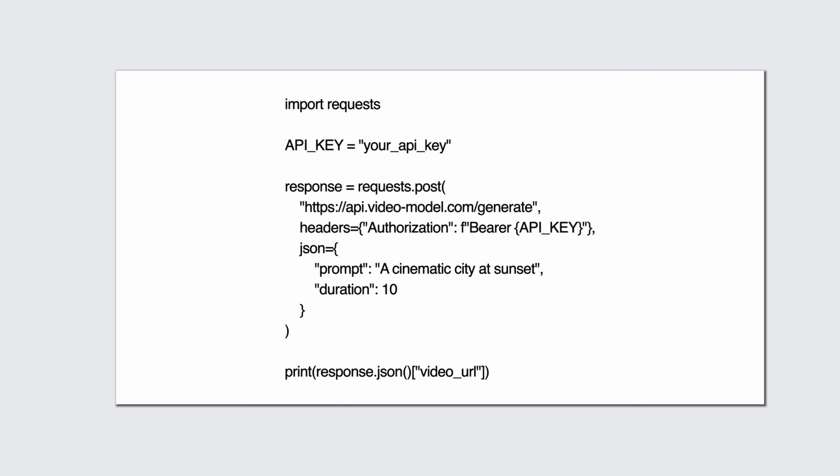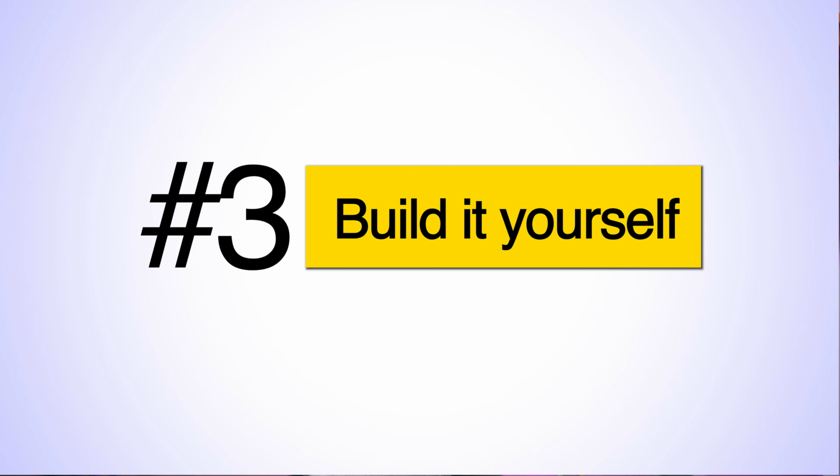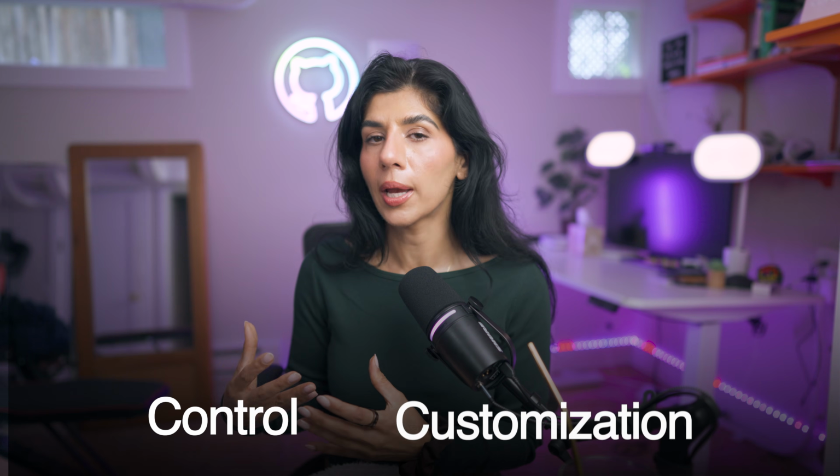The second option is to use an API, which gives you more flexibility and allows you to build your own application. You can use simple code like this to write your code using an API. The third option is to build parts of the system yourself using Python with libraries such as Image.io. You're not training a large model from scratch, but you can simulate the core idea of generating motion and turning it into a video. And obviously with this option, you get a lot more control and customization.